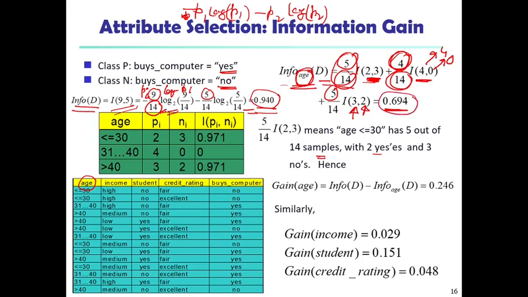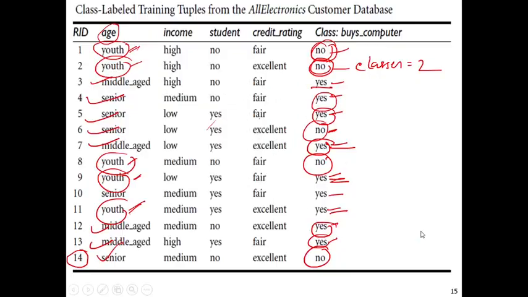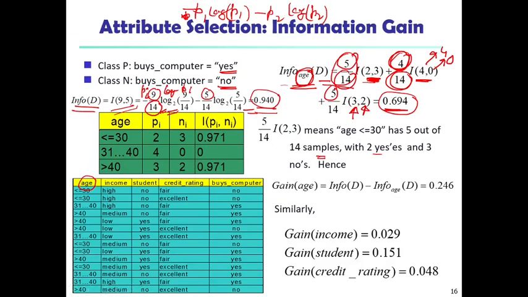So calculating this information age, it will come 0.694. Now what you have to do, students, as I said, we have to calculate the gain. This is the gain you have to calculate, which is nothing but the total information minus the information for the attribute A. So information gain for age is info D minus info age D. Info D has come 0.940, and info age has come 0.694. If you subtract, it will be 0.246.